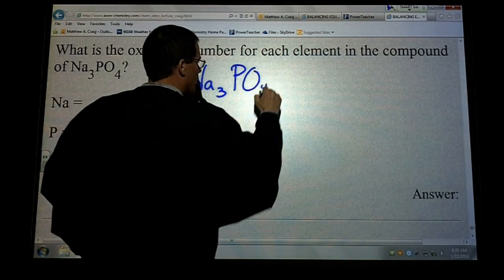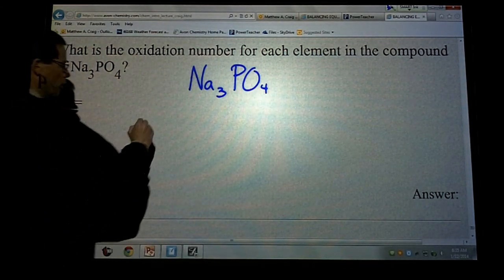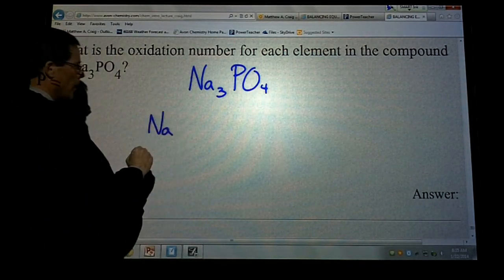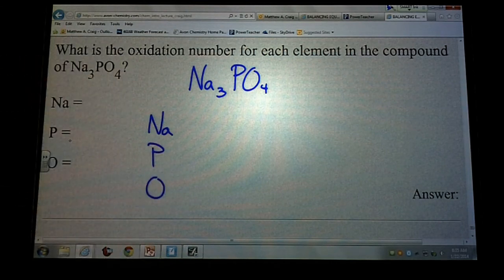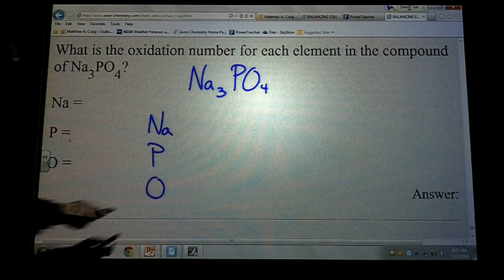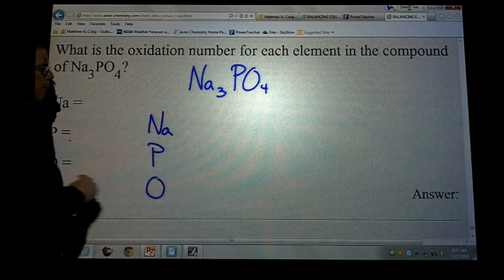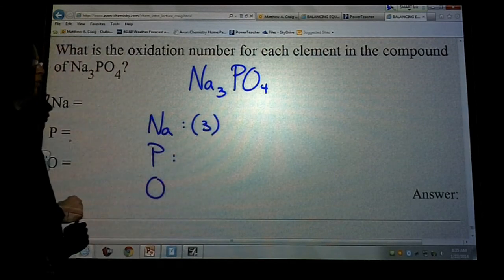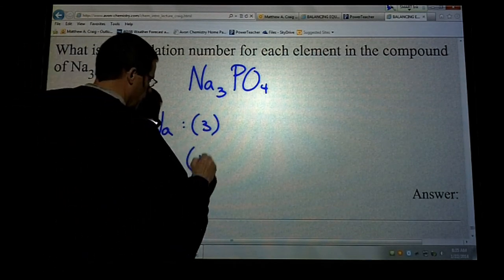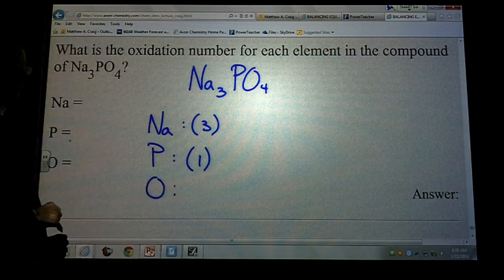We have Na3PO4. Okay, that was given to you. The best way to do this is line them up, like Na, phosphorus, and oxygen. And then I want you to tell me how many of each are in the compound. How many sodiums do we have in that compound? 3. So I have 3 of those. How many phosphorus do I have? 1. How many oxygens do I have? 4.